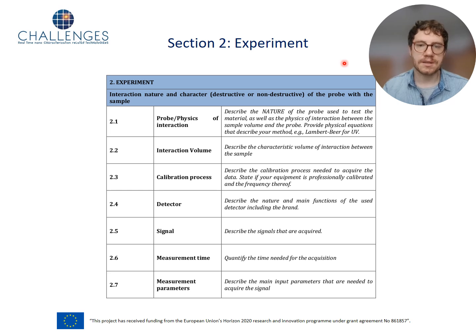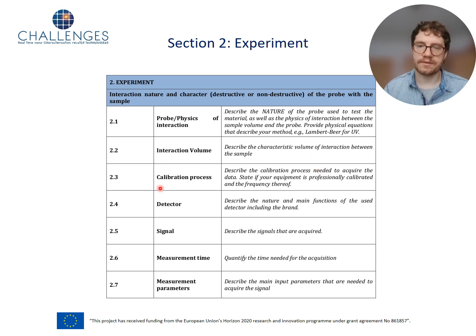The experiment part has then the following subcategories. First of all, the probe and the physics of interaction. So here it should be described how the probe interacts with the sample, so through which physical law. For example, for an absorption, it could be Lambert-Beer. Then how much of the sample actually interacts with the probe, so would be the interaction volume.